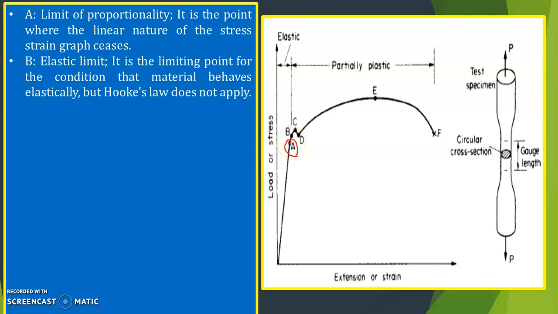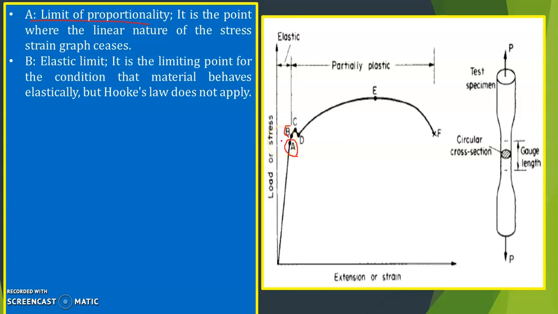Till this point the material behaves with linear nature. After that it doesn't obey that linear nature, it changes its nature. So this point is called the limit of proportionality. Next, after that, point B, you can see here, this is called the elastic limit. Elastic limit, all of you know now, right? What is the elastic limit?